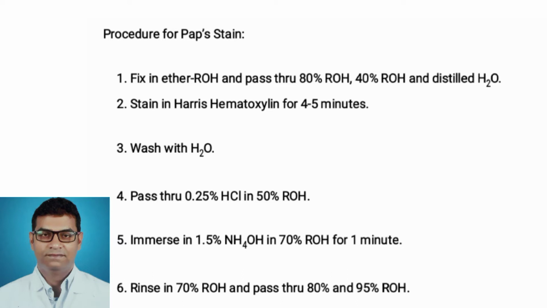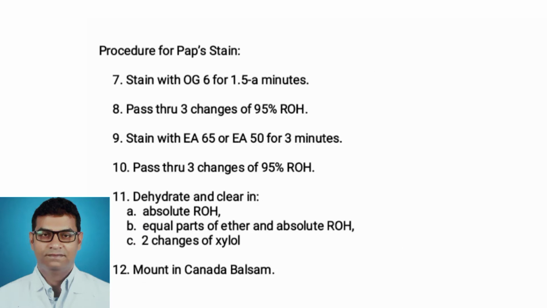Rinse in 70% alcohol and pass through 80% and 95% alcohol. This is called ascending grade of alcohols. Stain with OG6 for 1 to 5 minutes. Pass through 3 changes of 95% alcohol. Stain with EA65 or EA50 for 3 minutes. Then pass through 3 changes of alcohols. Then dehydrate the slides and clear using absolute alcohol and equal parts of ether and absolute alcohol, or 2 changes of xylol. You have to mount using Canada balsam.